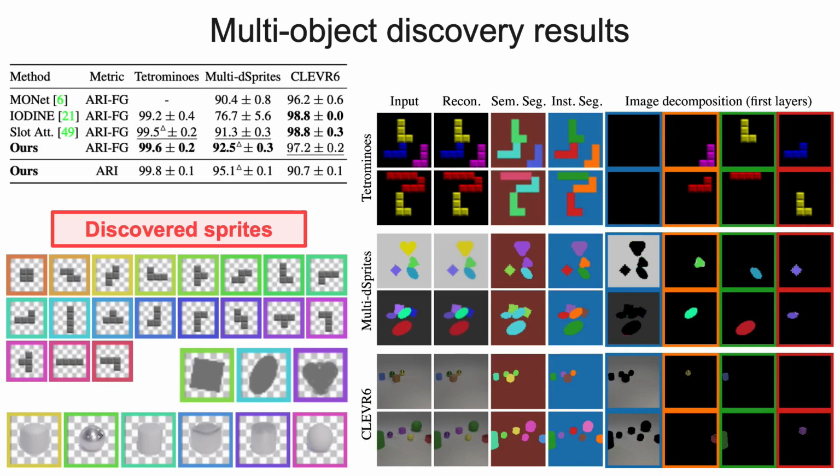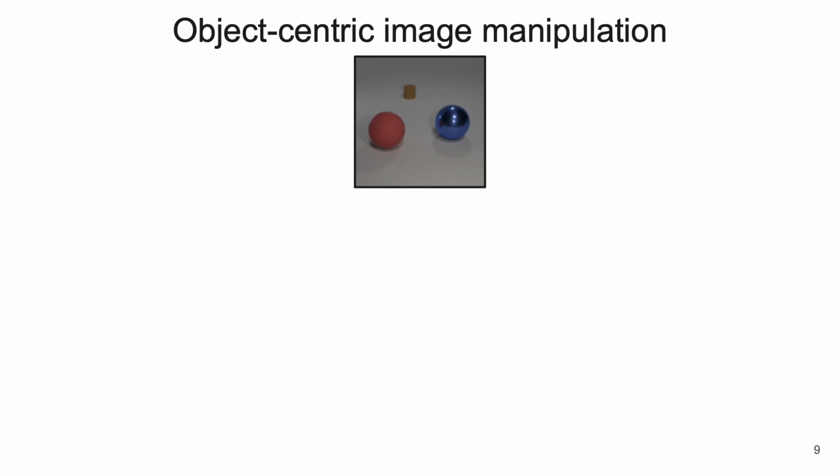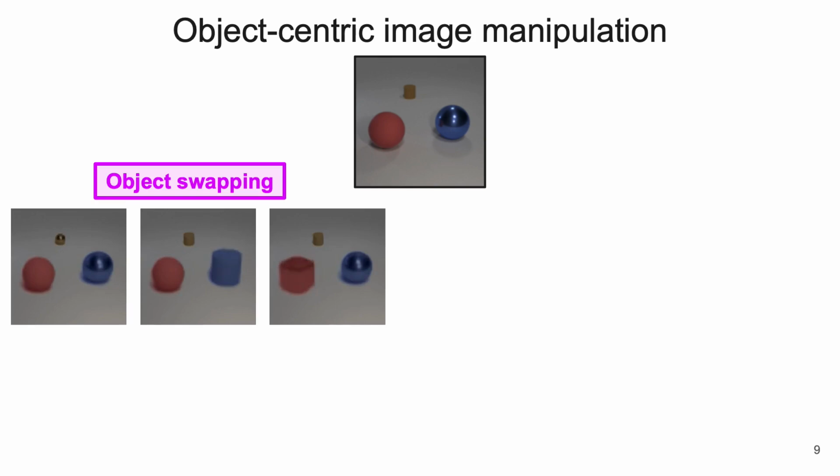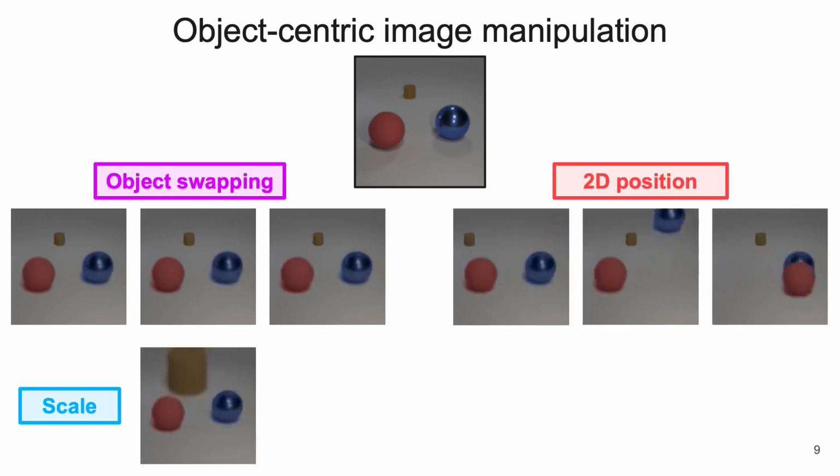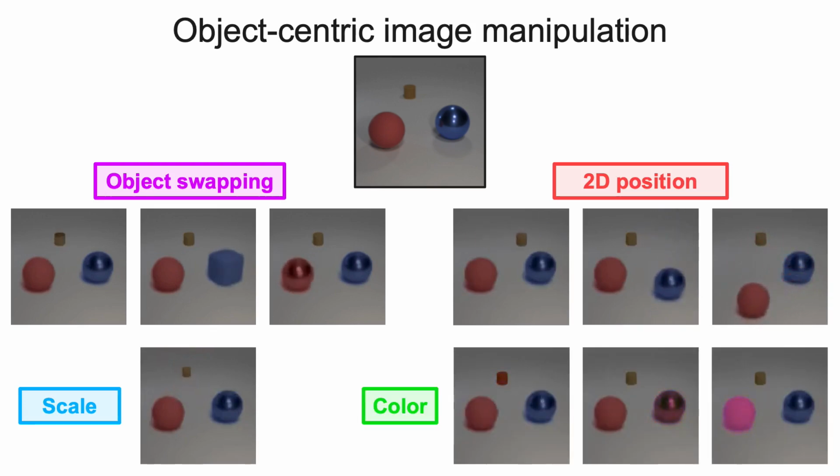Quantitatively, we compare our approach to the state of the art and demonstrate results on par with the best methods. Because we explicitly model the image formation, our framework enables controllable object-centric image manipulations. Given an input image, we can swap objects with other prototypes, change their 2D positions, scale them into small or large objects, and modify their colors. Note that we are able to render out-of-distribution instances like the pink sphere or the gigantic cylinder.